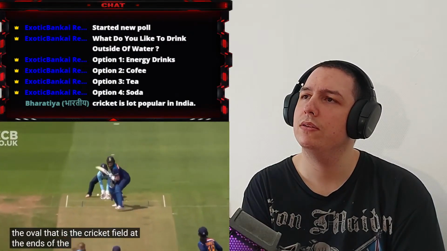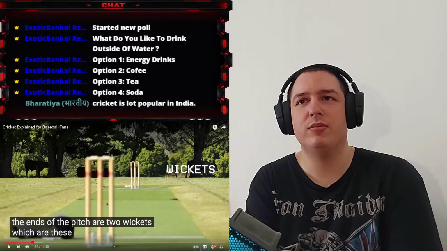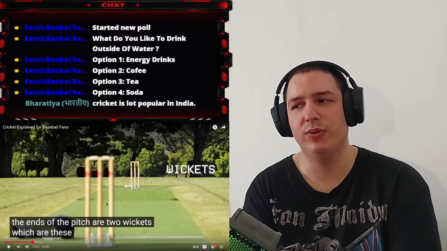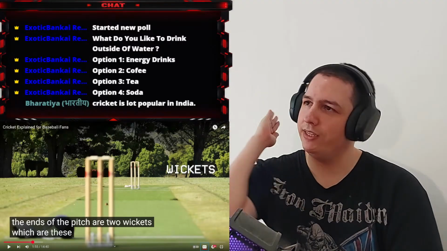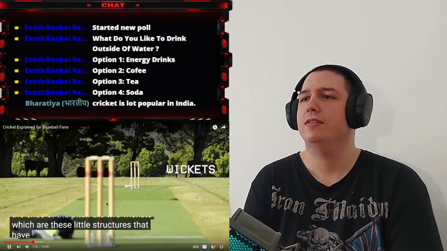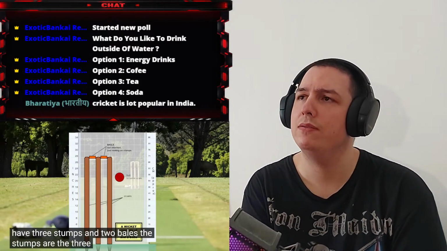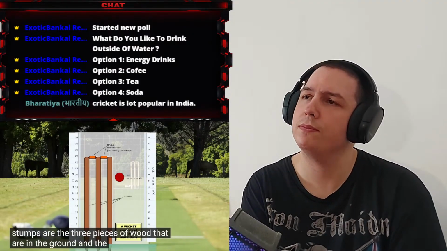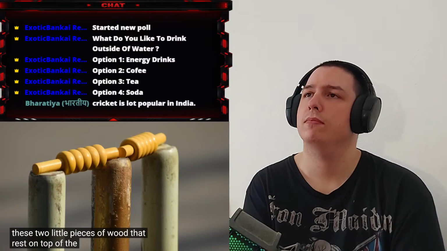At the ends of the pitch are 2 wickets, which are these. And right away, just looking at some of this footage, there's a lot different. Like the way, for example, the pitching, the ball bounces. It's not just straight. You can make the ball bounce, and that's okay, it seems. Little structures that have 3 stumps and 2 bails. The stumps are the 3 pieces of wood that are in the ground, and the bails are these 2 little pieces of wood that rest on top of the stumps.